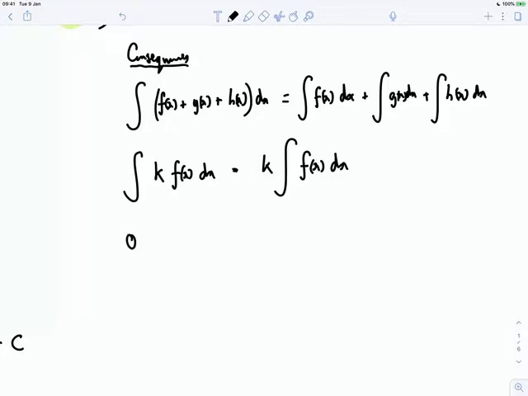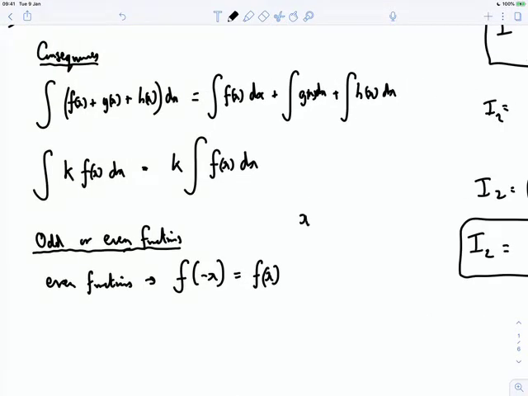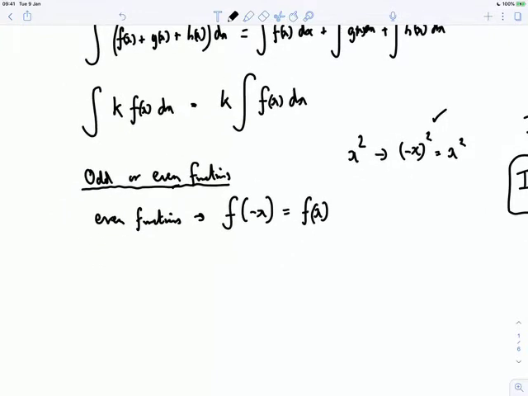Okay. There's a couple of other neat tricks you can do with integrals, and essentially one set of tricks comes down to whether a function is odd or even. And okay, to define that, it's really easy. Even functions are when if you replace x with minus x, then essentially it does nothing to the function. So an example of that would be x squared, because if you replace x with minus x, it becomes minus x all squared, and minus x times minus x is still positive squared. So that's fine. That's an even function.